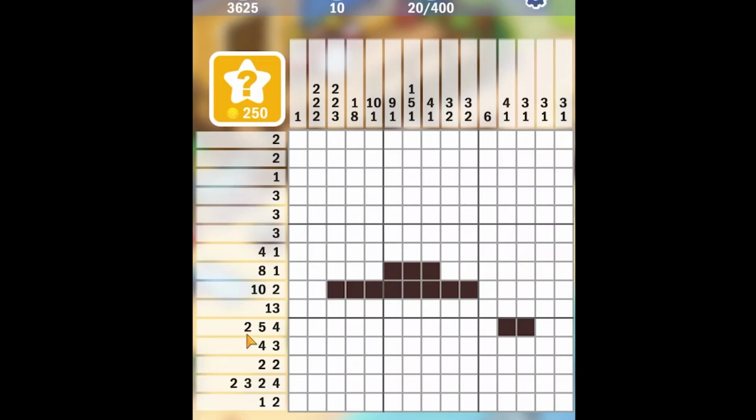To get the 5, we need to account for this 2 in front of it. 1, 2, gap. Then we have 1, 2, 3, 4, 5. Now we'll start from the right. 1, 2, 3, 4, gap, 1, 2, 3, 4, 5. There we go. That centers the 5.